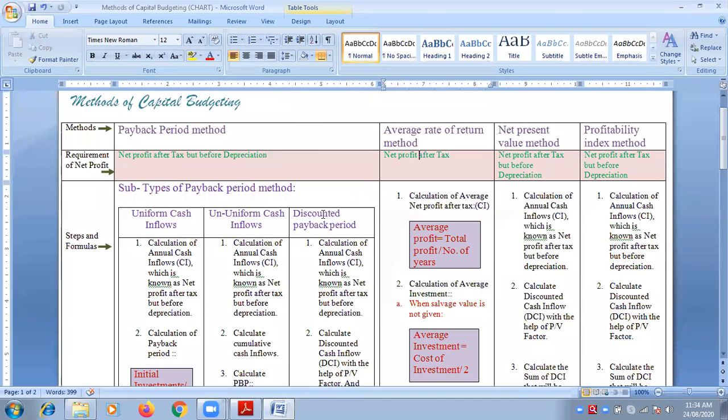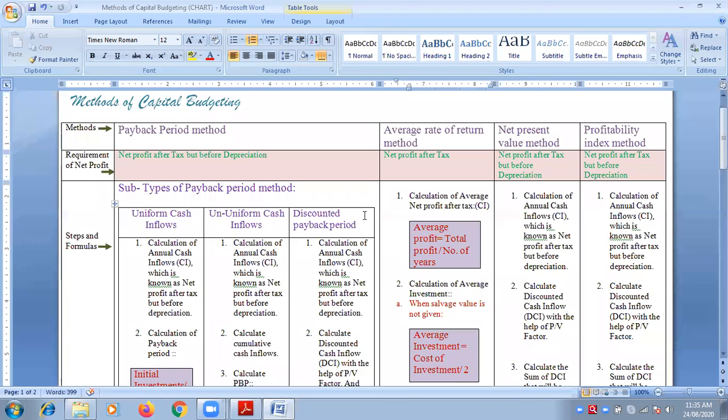So ARR method has net profit after tax. And the first step is, I need to repeat it again because I forgot to record the lecture. See, calculation of ARR, calculation of average net profit after tax is my first step. How to calculate that? Average profit is equals to total profit upon number of years. So total profit means net profit after tax. You need to convert it into average, that means divided by number of years.